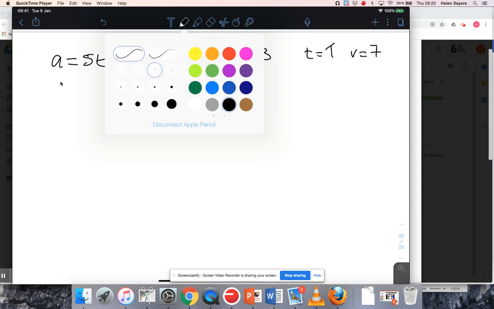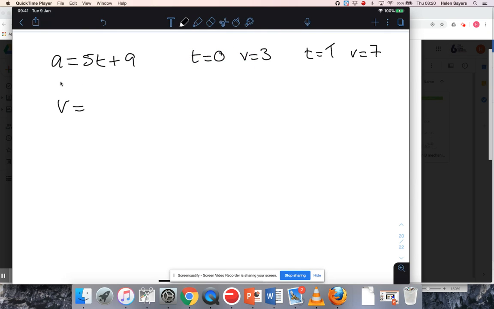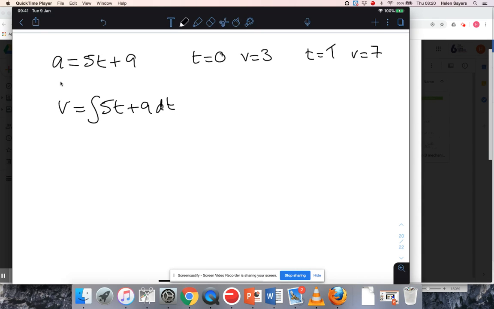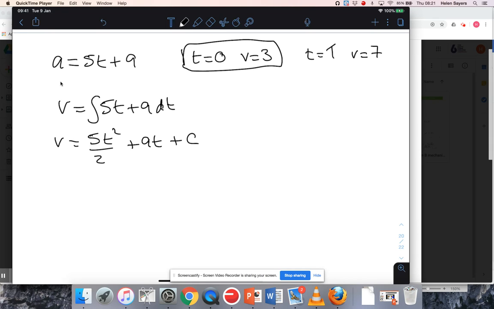So velocity is going to be the integral of 5t plus 9. So velocity is going to be 5t squared over 2 plus 9t. And then because this is not definite integration, I need my plus c. And that's what this information is for. So they shouldn't be giving me irrelevant information. So the reason they've given me that is then I can substitute in v is 3 and t is 0 to get the value of c. So now I've got my full function for velocity.